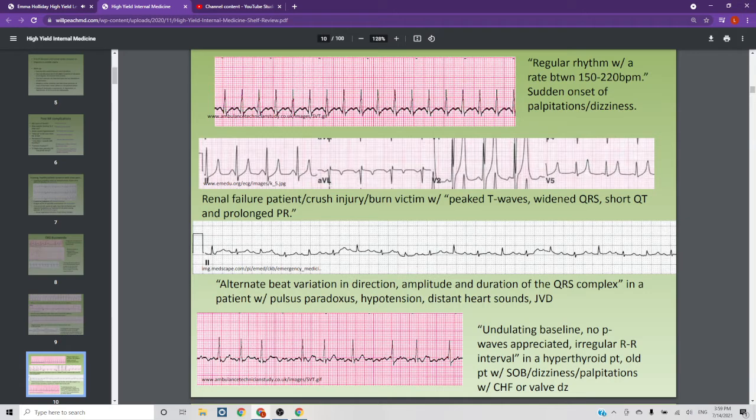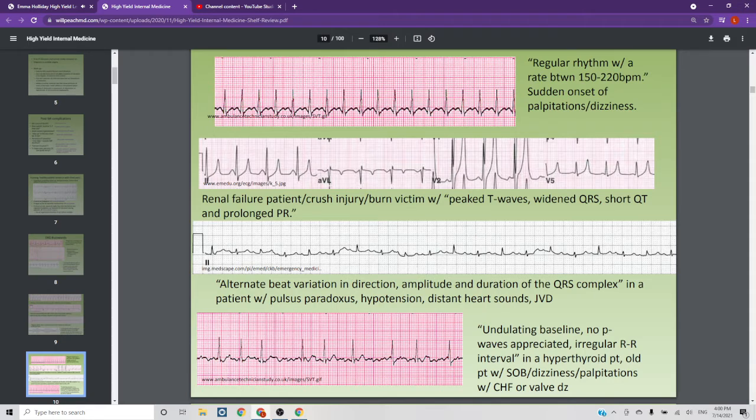And I missed this one like 3 or 4 times on my QBank, this third one right here. What is that? Right? What do you notice about this EKG? So the baseline is kind of undulating, and that helps with the name. It's not MIT, because we don't really see morphologically distinct P waves. It's kind of hard to see them because it's such low voltage. So the 2 hallmarks here are alternate beat variation in direction, so it's kind of undulating, and then it's very low voltage.